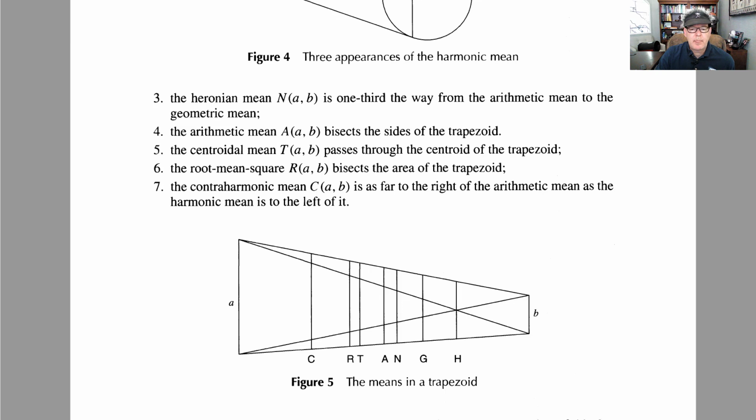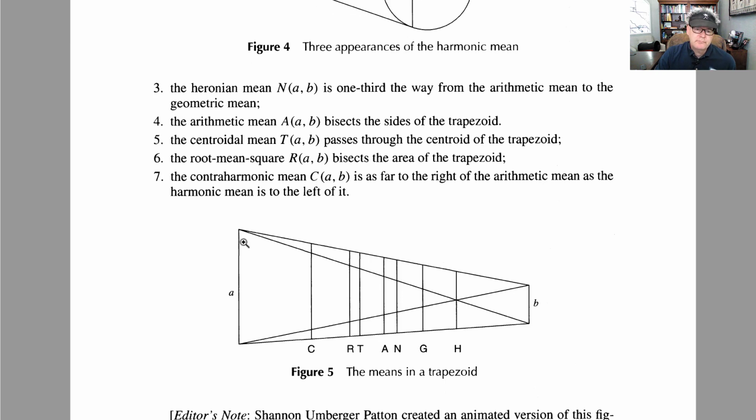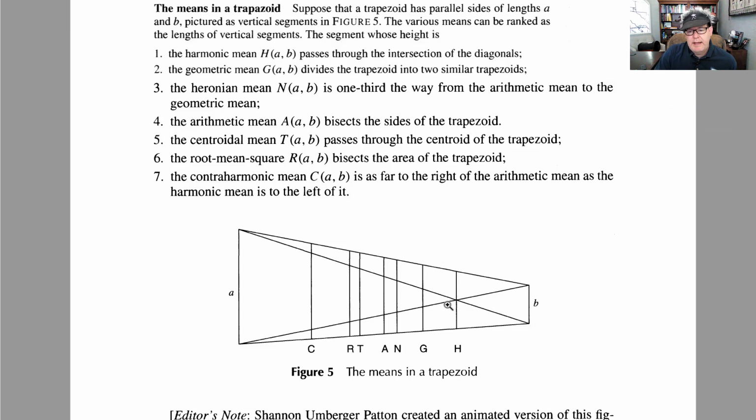There it is. So if you have two numbers, and we'll represent the numbers by lengths, then you can make a trapezoid, right? So in this instance, A is a bigger number than B. They're both positive. But if you make the diagonals where they intersect, this vertical length would represent the harmonic mean. This vertical length, that's what makes these two resulting trapezoids similar.